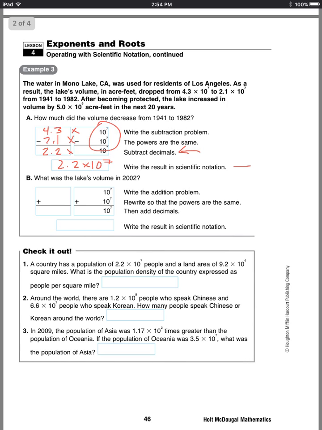What was the lake's volume in 2002? Now this was the lake's volume in 1982, and then it went protect mode. So we're going to add how much it gained. So we have 2.2 times 10 to the 7th plus it increased by 5.0 times 10 to the 6th.